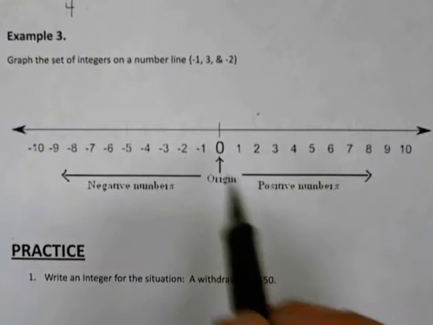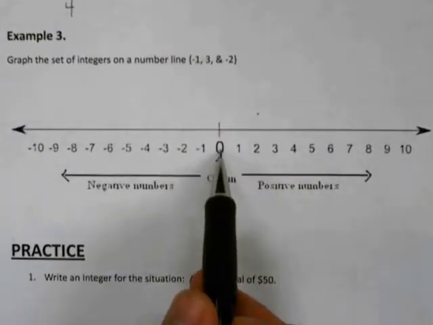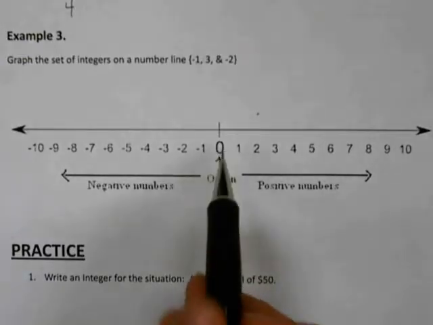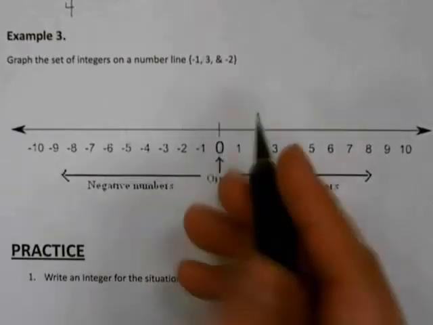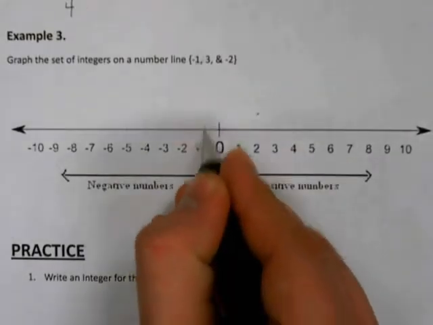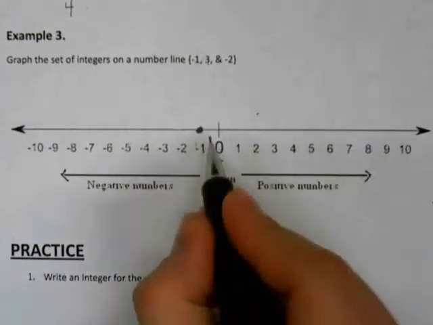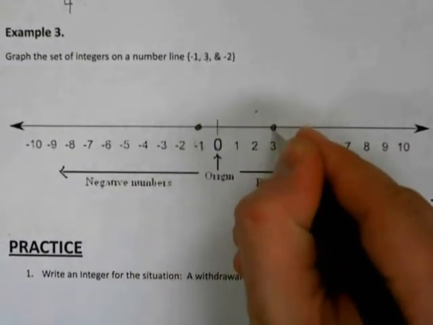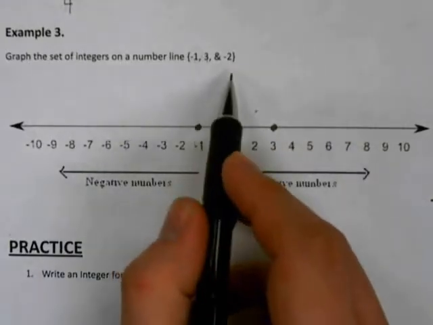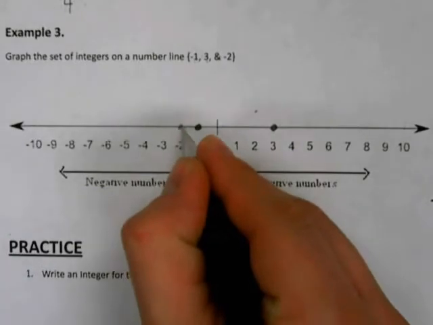Okay, so we first have to graph the point negative 1. We know we're at our origin. 0 is the origin. It's the very beginning place. If we go to negative 1, we just find negative 1 right here, and we put a dot here to graph negative 1. Okay, next number is 3. So I start at my 0 and go over a positive 3 amount. Put a dot there. And then we have the integer negative 2. Again, start at 0, go back to negative 2.